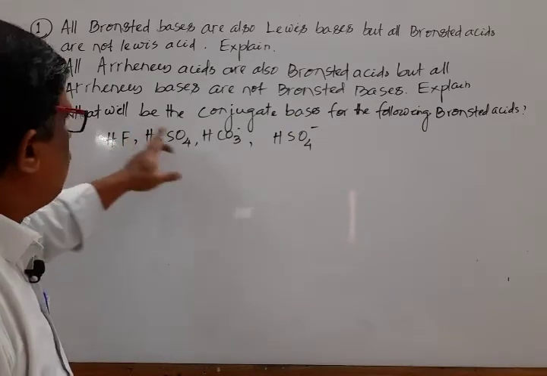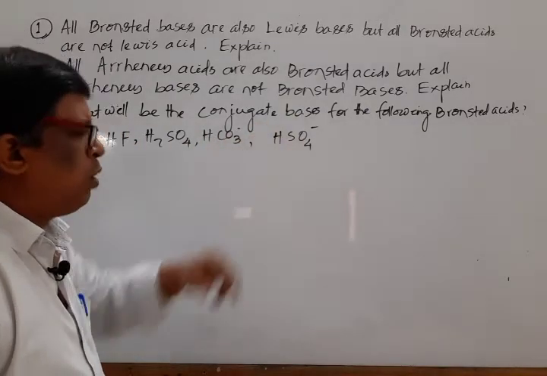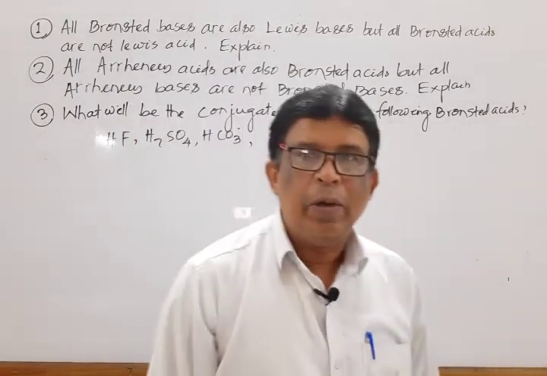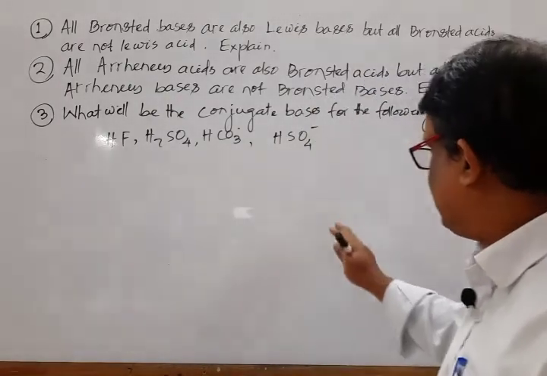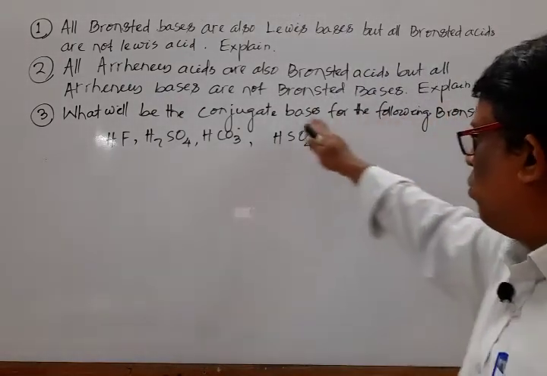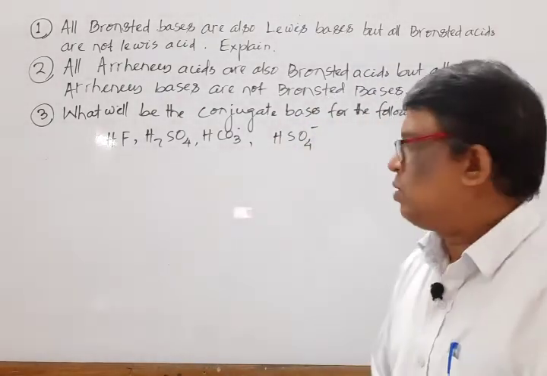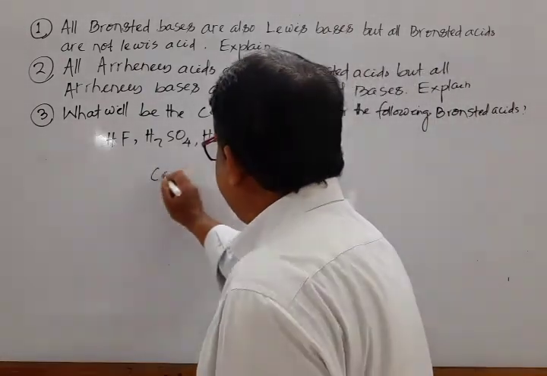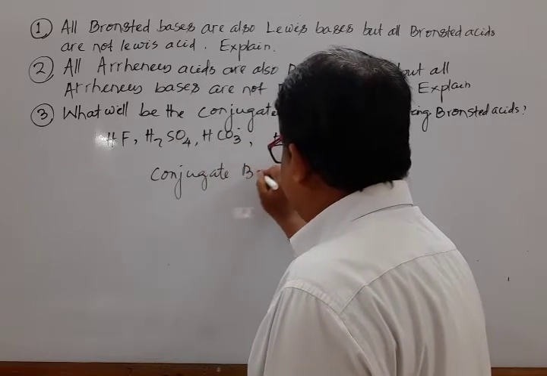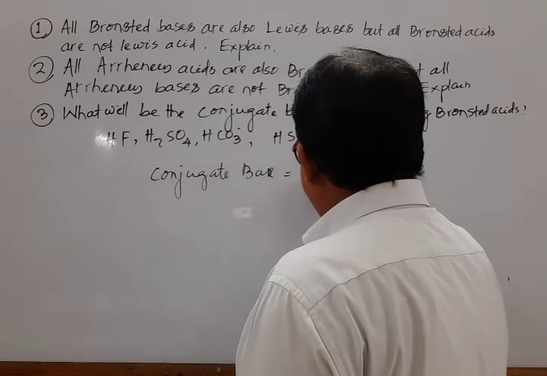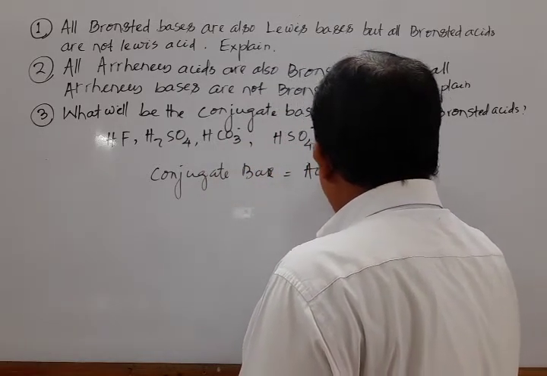Write what will be the conjugate base of the following acid. In the previous one, the base was given and we had to calculate the conjugate acid. Now the acid is given and we have to calculate the conjugate base. So here the formula is: conjugate base is equal to acid minus proton.